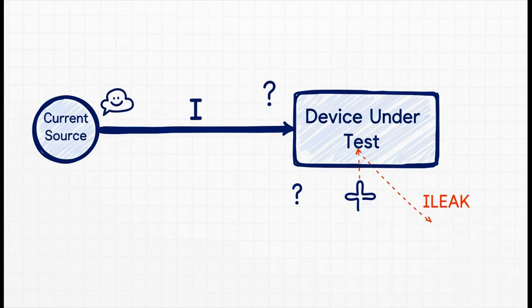Say hello to leakage current. Especially in AC measurements, the cables you're using can act like tiny little capacitors. It's called parasitic capacitance. And as you can see here, that can create an unwanted side road for your current to leak away from your device. So the current you think you're measuring isn't the current your device is actually seeing.